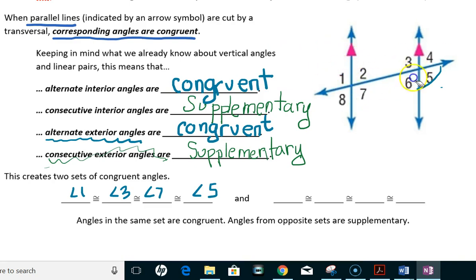And so there's a whole bunch of what appear to be obtuse angles. And let's try the acute ones: angle 2, angle 4, and their vertical angle pairs. So we've got angle 2, angle 4, angle 6, and angle 8. Bottom line is the ones that appear to be congruent are congruent.